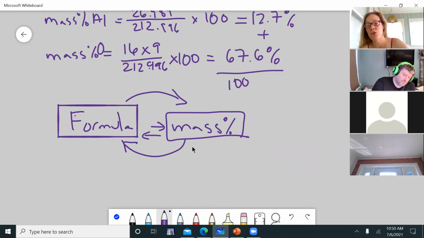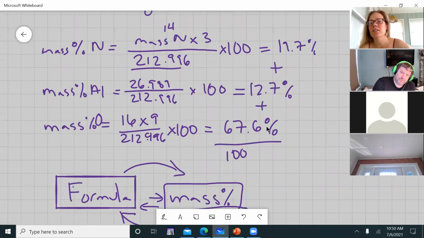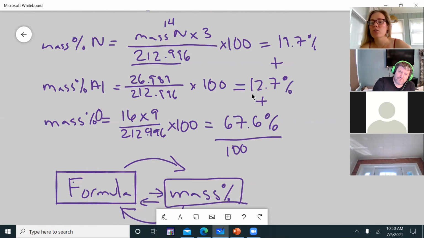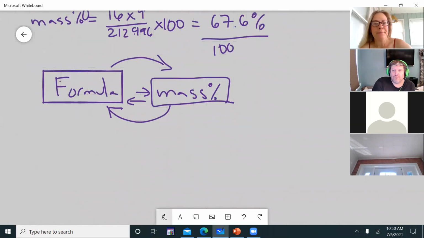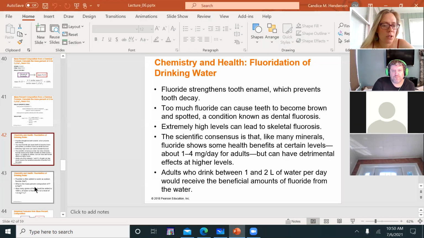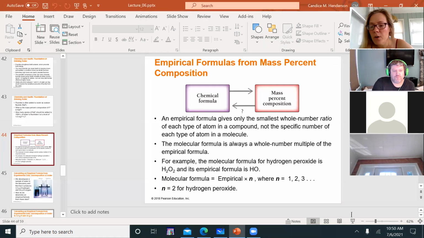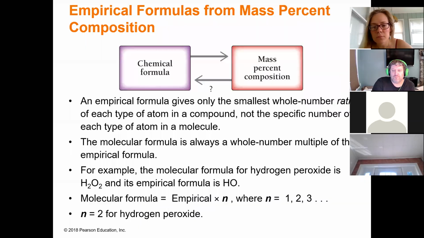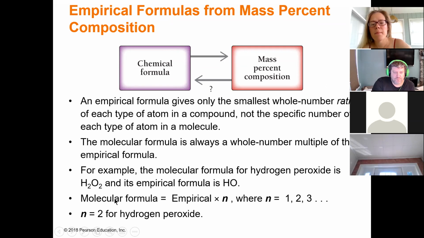So what if I gave you certain mass percents, like even this right here? I could say, hey, it's 19.7% nitrogen, it's 12.7% aluminum, and 67.6% oxygen. What is the formula? So we'll look at water, because we know the formula for water. We'll come back to molecular formula and empirical formula in a minute.